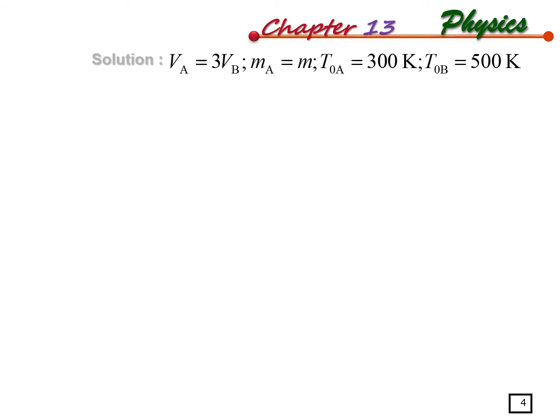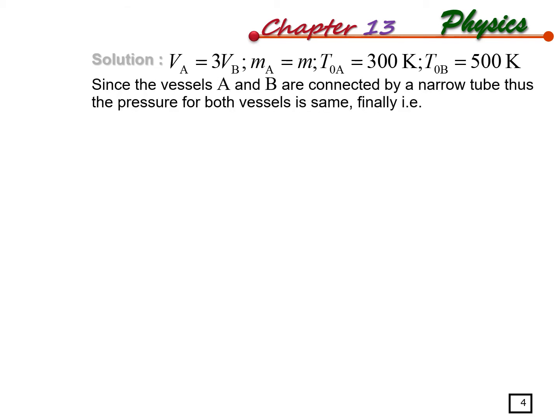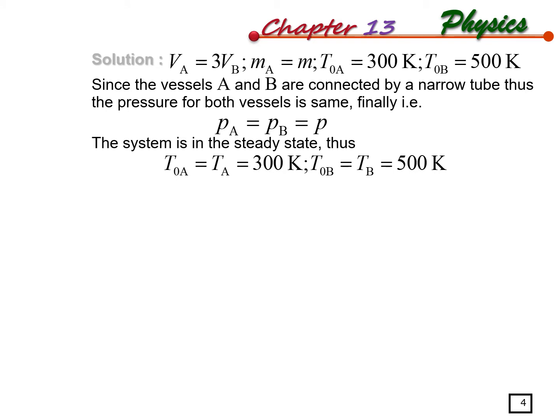For the initial information, we know the relationship between the volume of vessel A and vessel B, the mass at vessel A given as m, and the initial temperatures of A and B. Since vessel A and B are connected by a narrow tube, the pressure for both vessels will be the same. Let's put it as a common symbol P. The system is in the steady state.